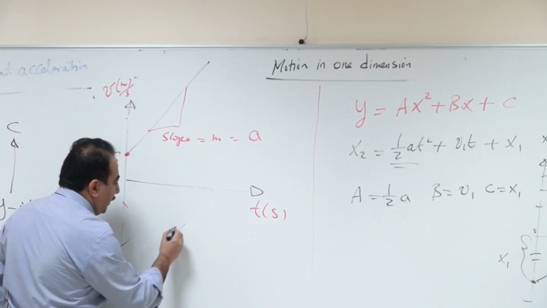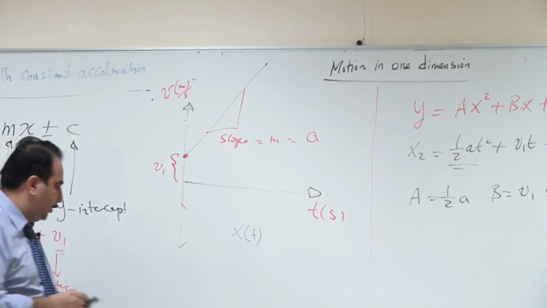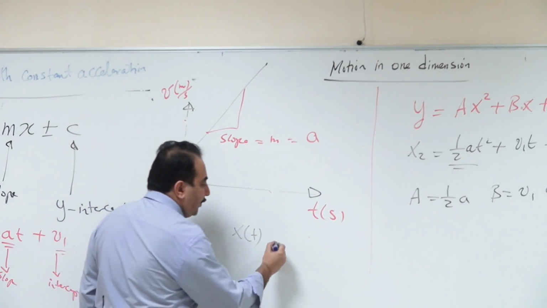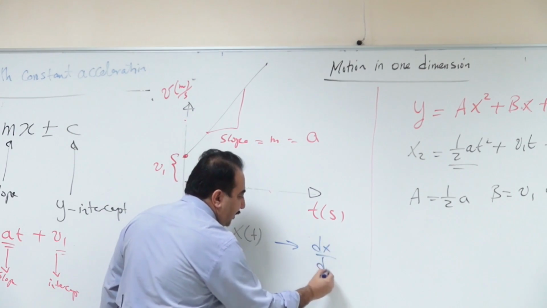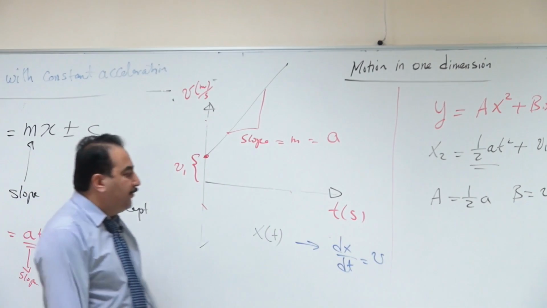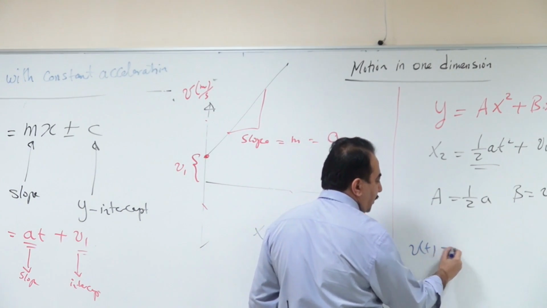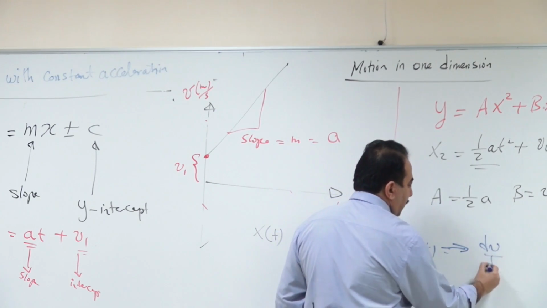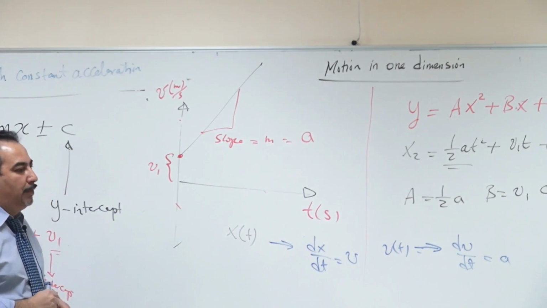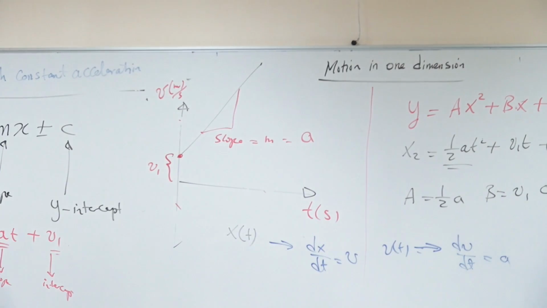If you have an x(t) function to start with, and you derive it, what will you have? dx/dt. What is that? Velocity. And if you have the velocity function and you derive it, it gives you acceleration. Now, where is the start? X, yes?